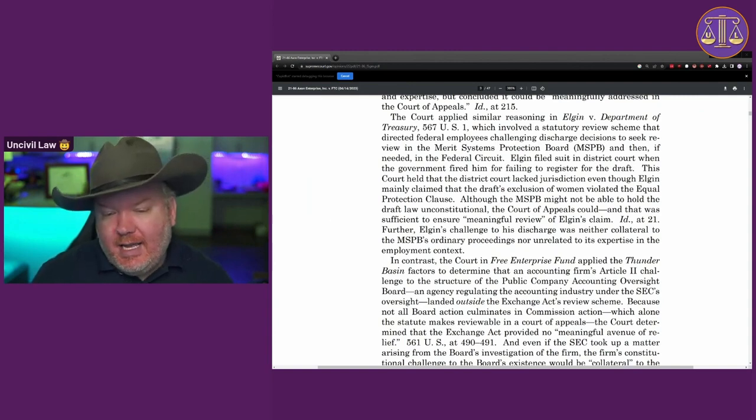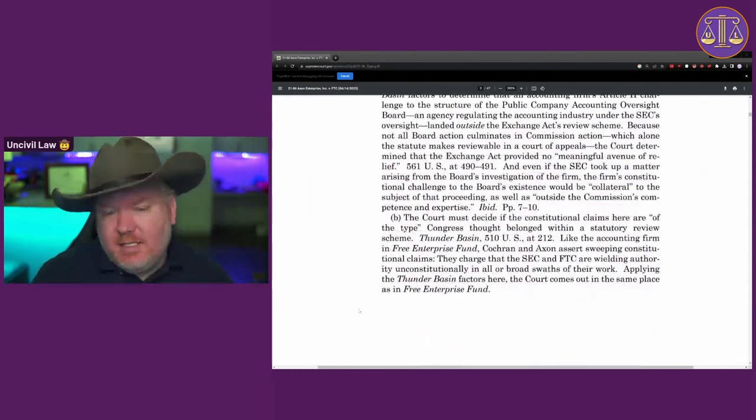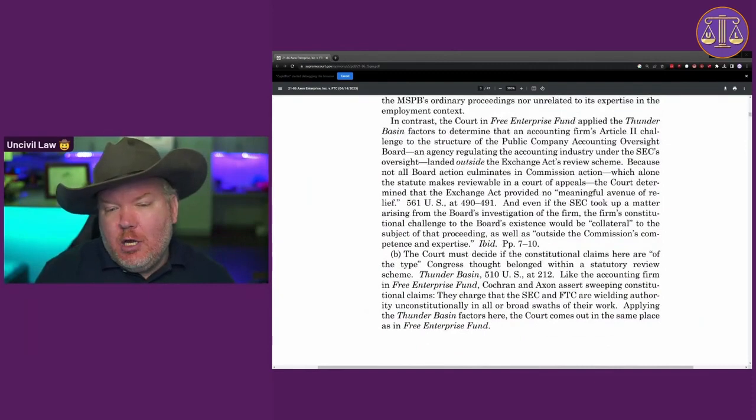In contrast to that case, the court in different cases determined that an accounting firm's challenge to the structure of the Public Company Accounting Oversight Board under the SEC landed outside the review scheme. Because not all board action culminates in commission action, the court determined that the Exchange Act provides no meaningful avenue of review. So the issue there was that you couldn't go through the administrative process because as it relates to you, there is no administrative process. This is outside the scheme. So saying go through the scheme doesn't make sense because there is no scheme as it relates to that particular cause of action.